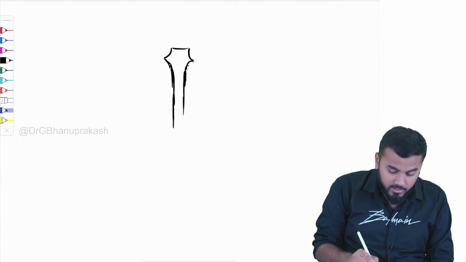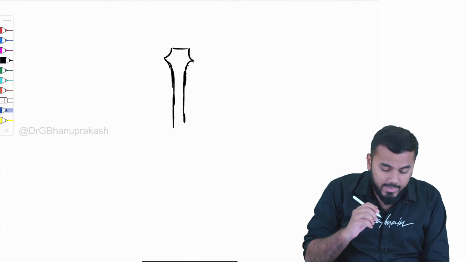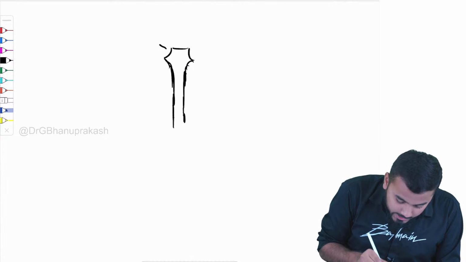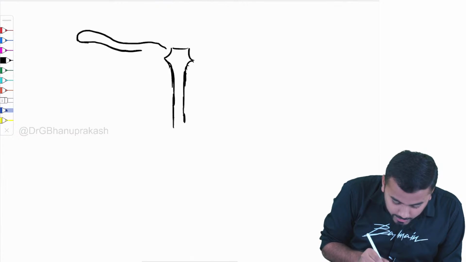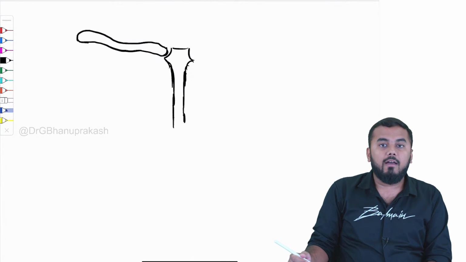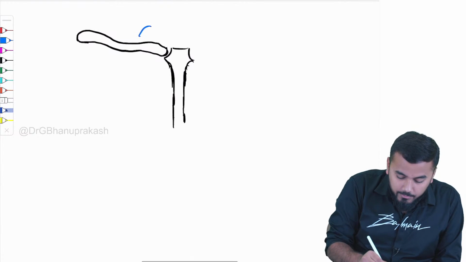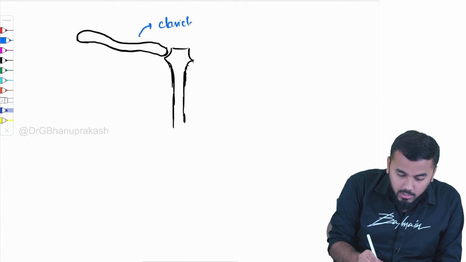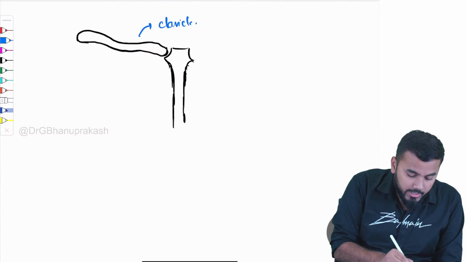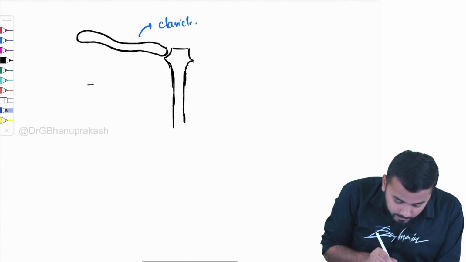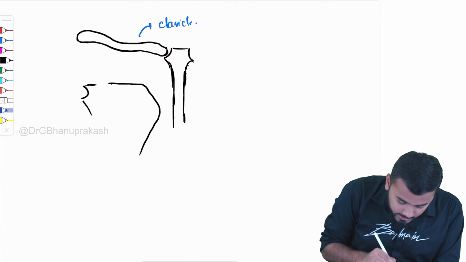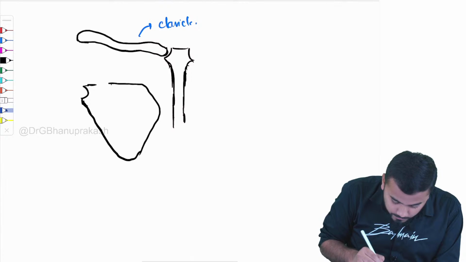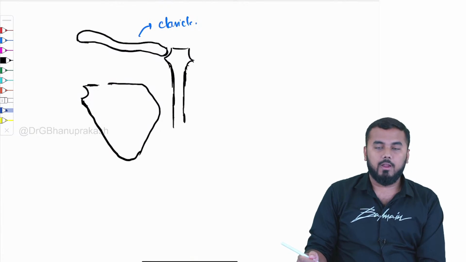Let's start now. This is called your sternum. The next important thing is that attached to your sternum you have a very beautiful bone. You call this your clavicle. Next, you even have this bone over here. Can anyone tell the name of this bone, guys? What is the name of this bone?